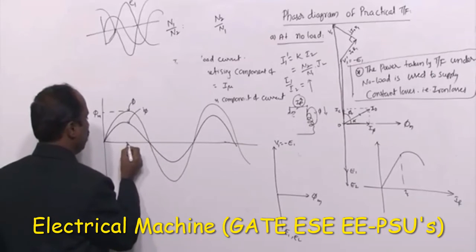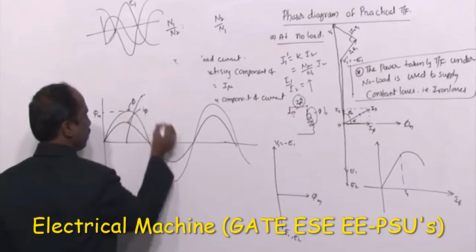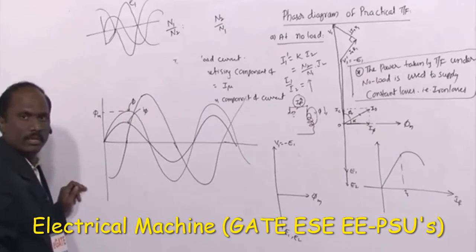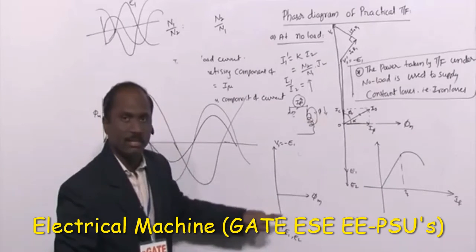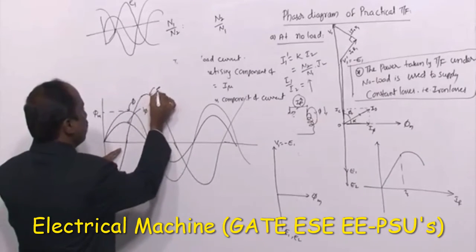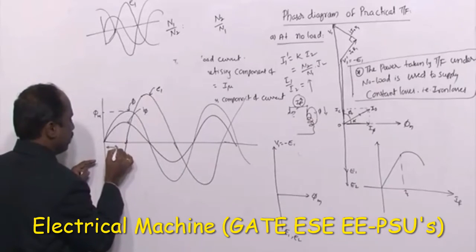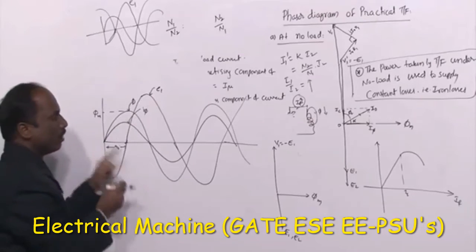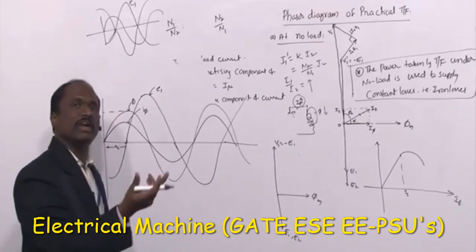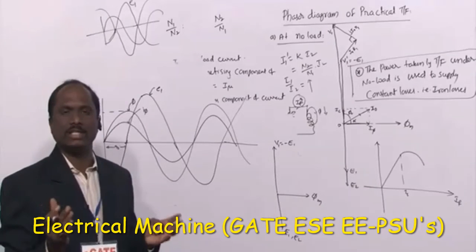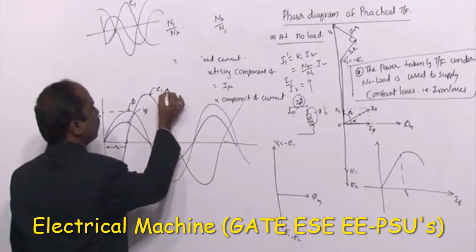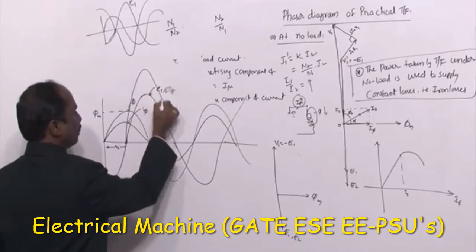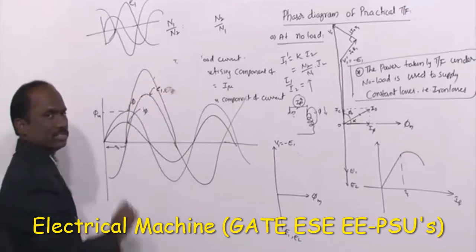So how is E1? E1 is like this. When the flux is 0, it is getting maximum like this. This is the E1 value. E1 is lagging this by 90 degrees. After 90 degrees, it is starting. How is E2? E2 is also in phase with this, but of different magnitude. For example, if the transformation ratio N1 and N2 are both equal, then E1 is also equal to E2. Otherwise, if E2 is greater than E1, the E2 waveform will be like this. But these two are in phase.